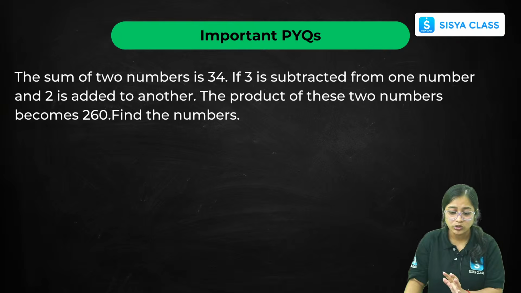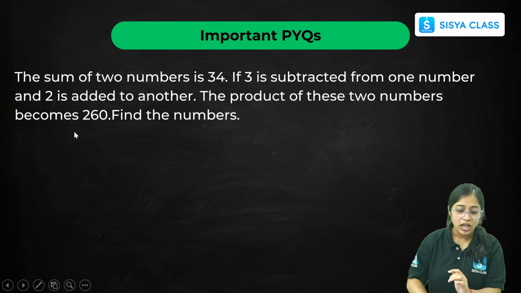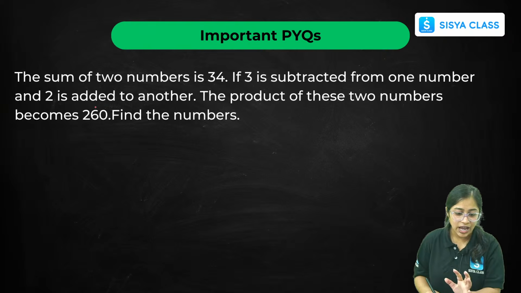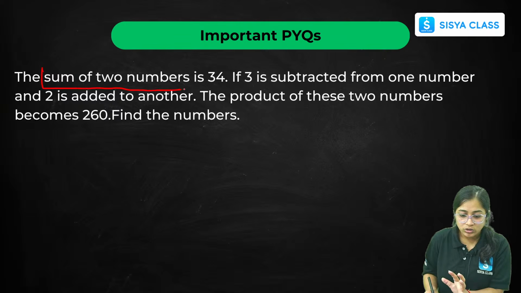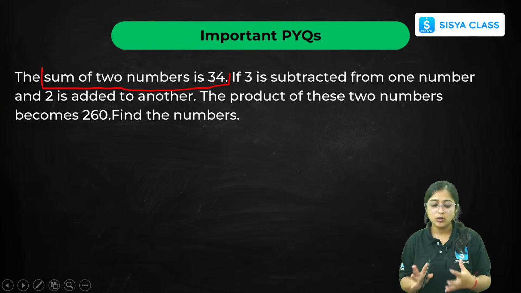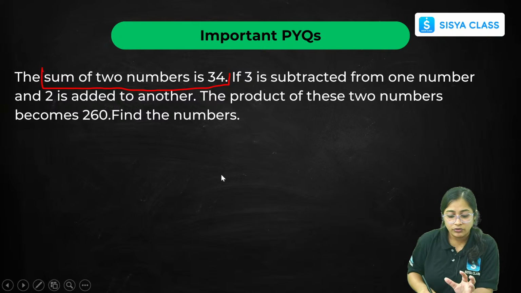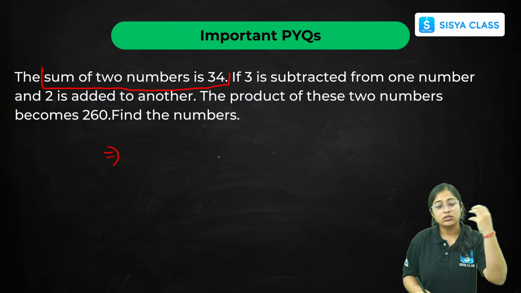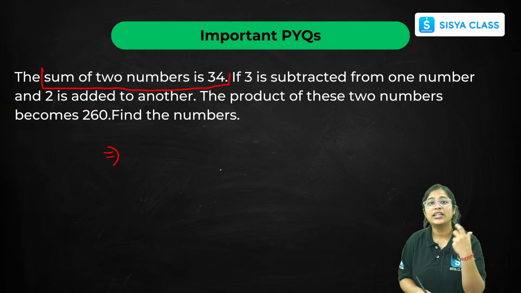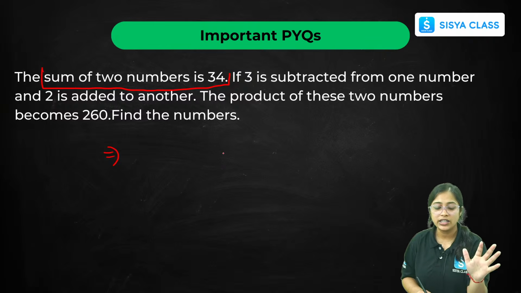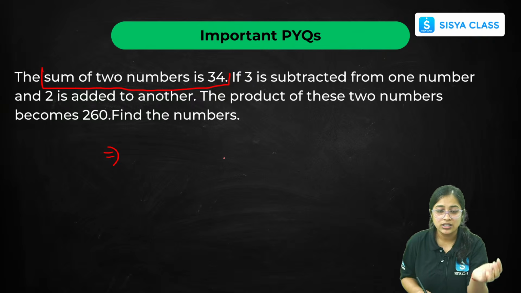Now let's move to the next question. So what question do we have here? The sum of two numbers. Here we will only try to compute our quadratic equation. We will only make the quadratic equation, and your task is to find the value of the variable.